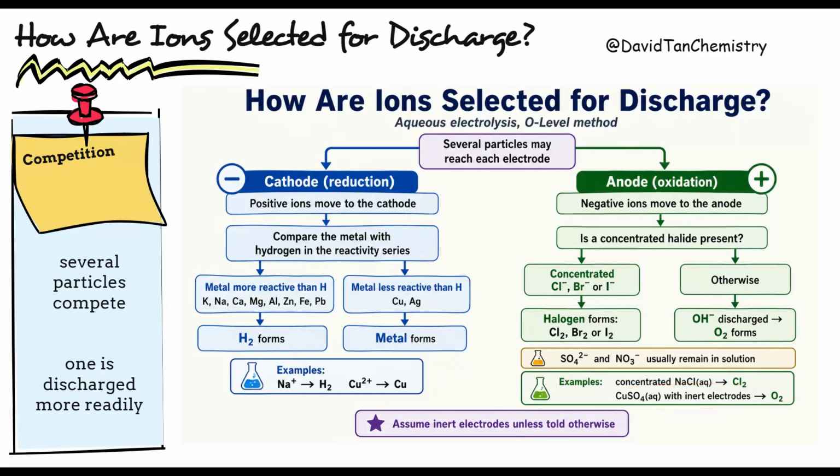The electrode material also matters. These rules assume inert electrodes, such as graphite or platinum, unless the question states otherwise. A reactive anode may take part in the reaction and change the products.